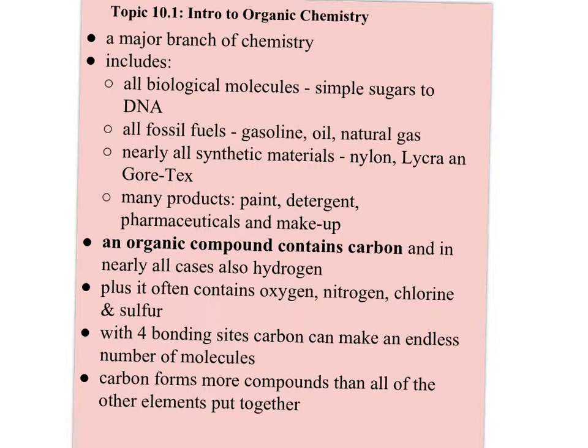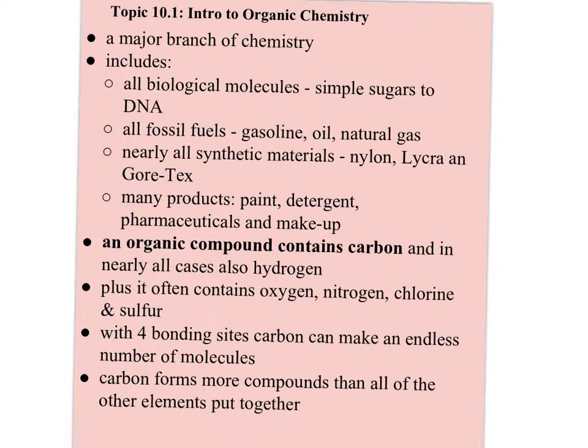So, what kinds of chemicals are included in organic chemistry? All biological molecules, and that's whether it's a plant or an animal, a bacteria. So anything from simple sugars to DNA are considered biological molecules and are organic substances. Any fossil fuel, because remember they come from formerly living things, so gasoline, oil, natural gas, propane, all those things, coal, those are all organic compounds.